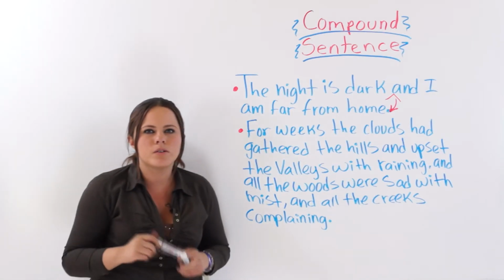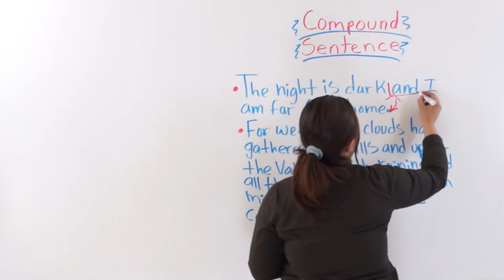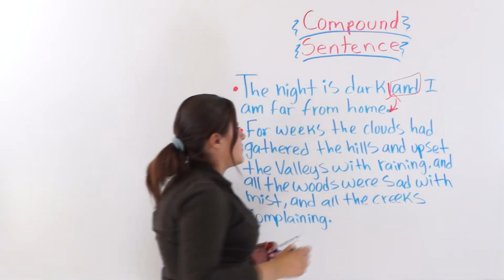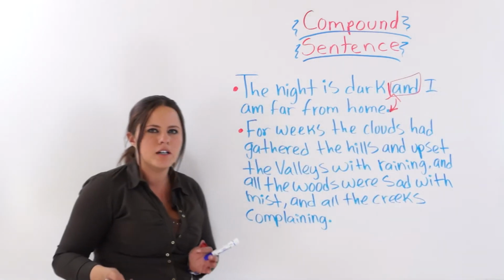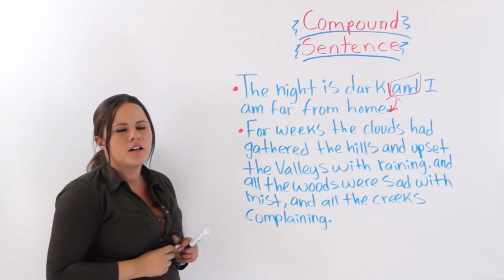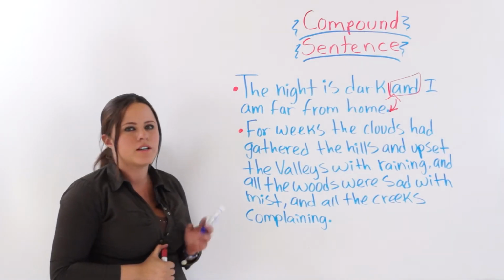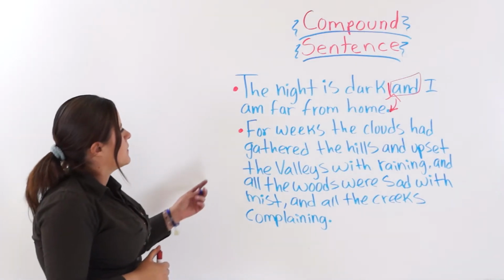You may also join each independent clause with a conjunction. Here I am using and. You can use but. The night is dark, but I am getting closer to the creek. All right? The next one.